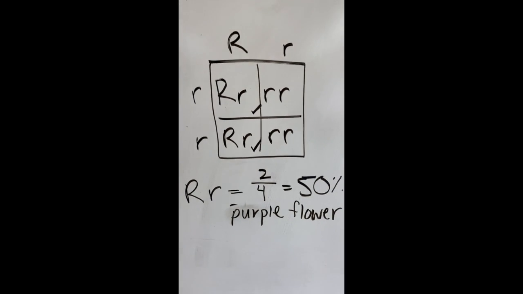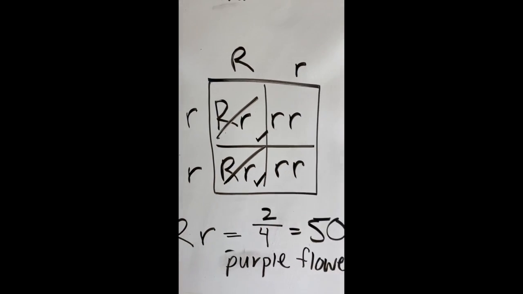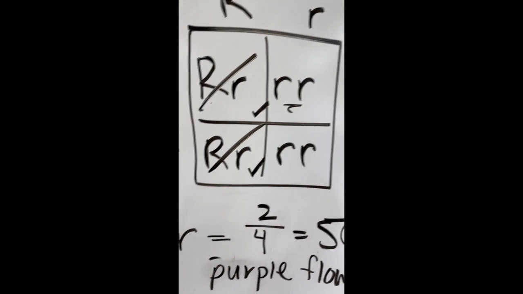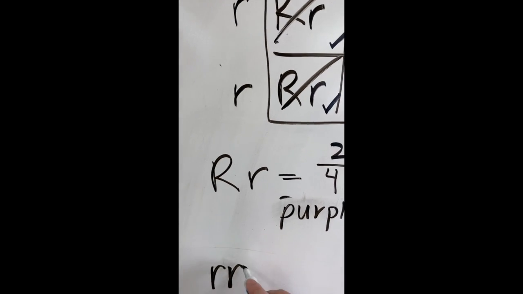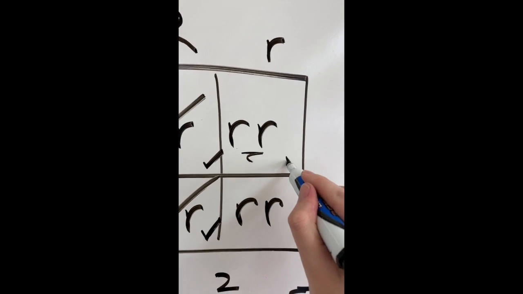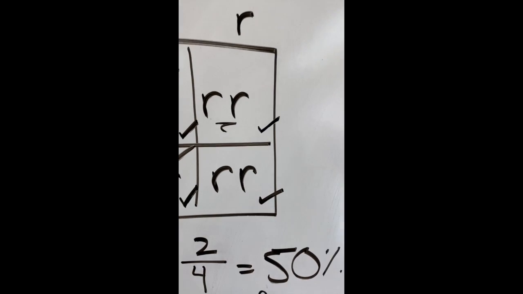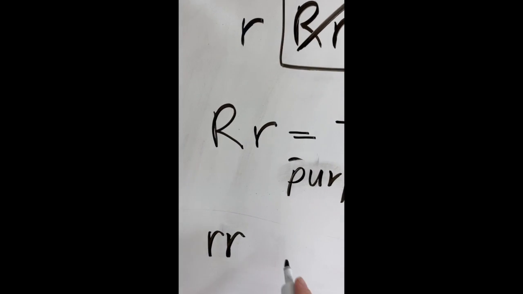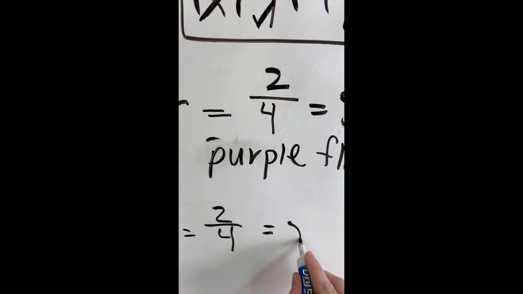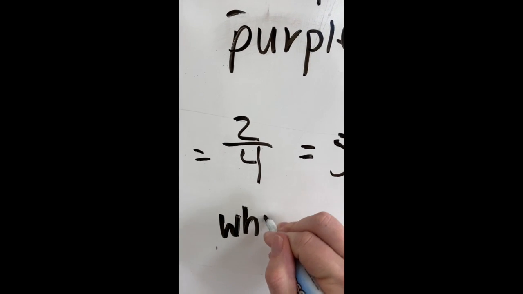All right, second genotype. We've done these ones, we can honestly just cross them off. We have homozygous recessive, so little r, little r. Let's write that down here. How many have that same genotype? Here is 1. Already used these 2, and this one also has 2 little r's. So that one is also going to be 2 out of 4, or 50%, having a white flower.